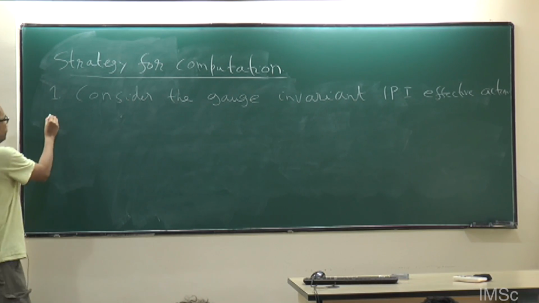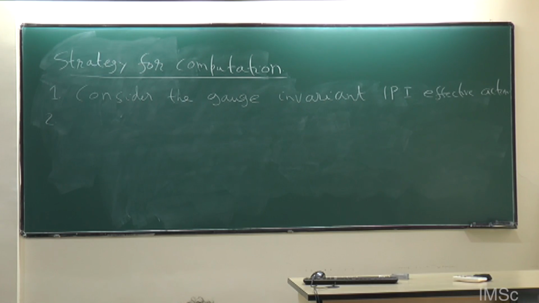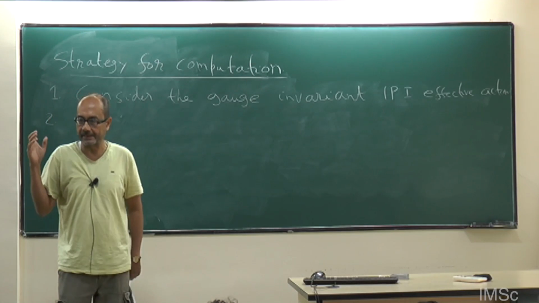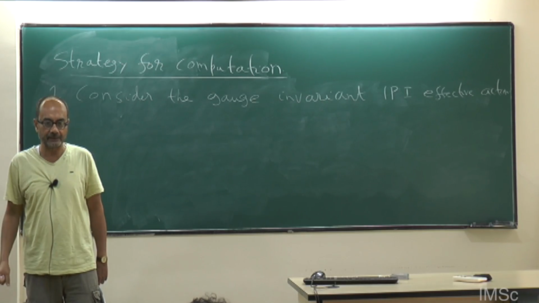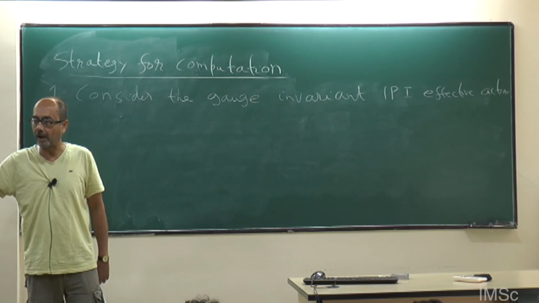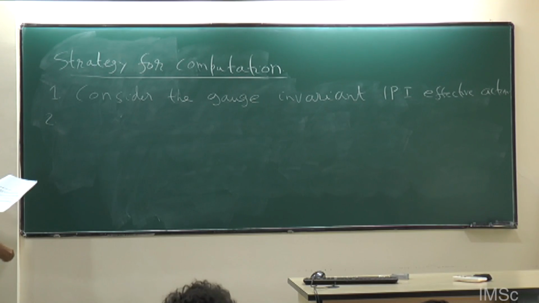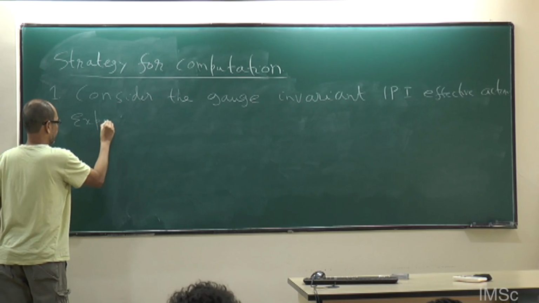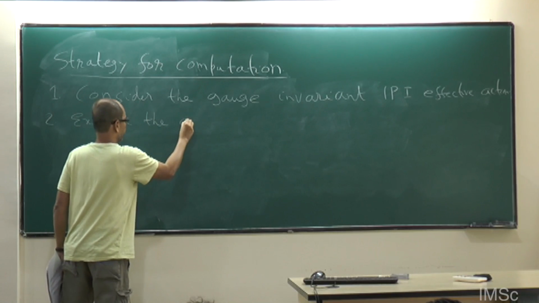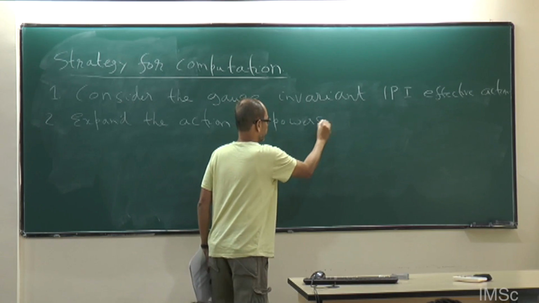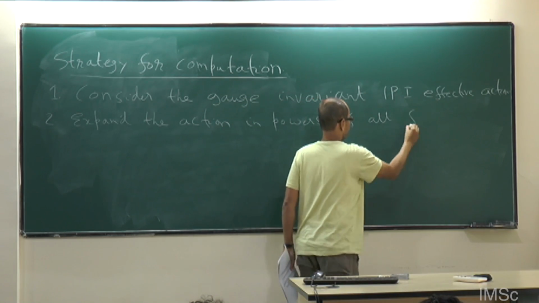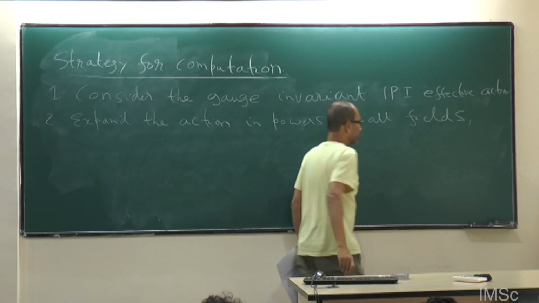Okay, so now, given an action, how do we derive Feynman rules? We expand in powers of fields, including the metric, to determine the vertices. And for the metric, we will write g_{μν} as η_{μν} plus 2h_{μν}, the standard expansion, where h_{μν} is a fluctuating field, and expand out in powers of h_{μν}. So that's the second step: we expand the action in powers of all fields, including the metric.